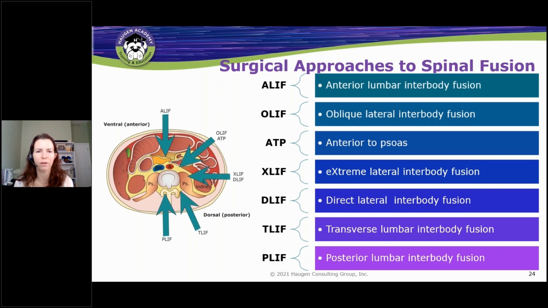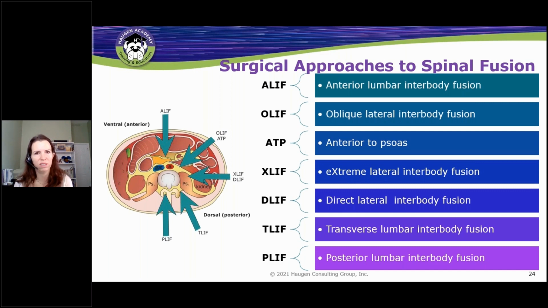You have the ALIF, or ALIF, for anterior lumbar interbody fusion. OLIF, or OLIF, is the oblique lateral interbody fusion. Then you have ATP, which is anterior to psoas. That's that psoas muscle I mentioned earlier that attaches to the posterior elements of this vertebra. Then there's the XLIF, extreme lateral interbody fusion, the DLIF, direct lateral interbody fusion, and the TLIF, or TLIF, transforaminal lumbar interbody fusion, and then the PLIF, posterior lumbar interbody fusion.